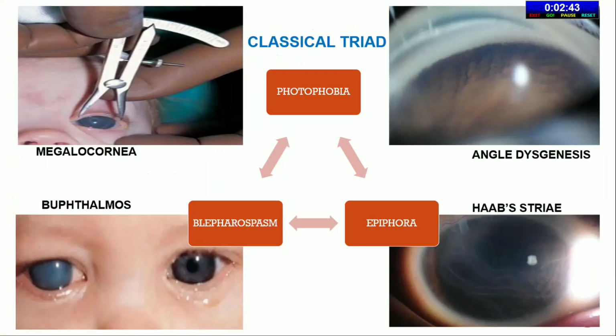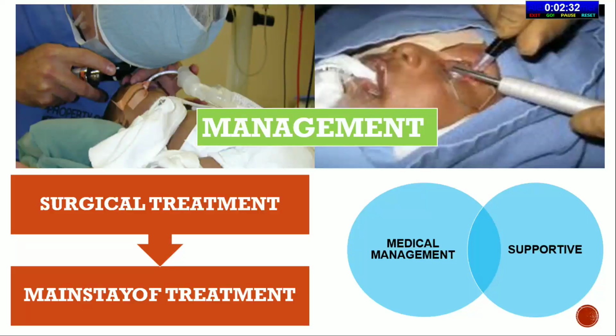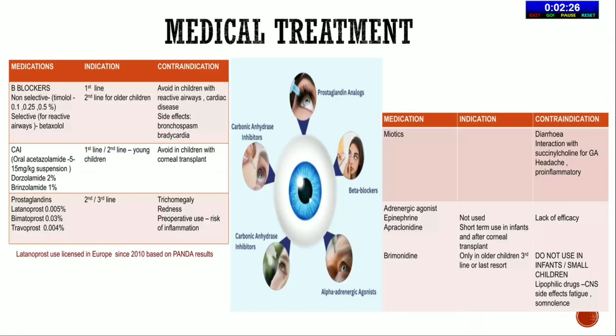Recognizing the classical signs and symptoms of a disease can greatly help an ophthalmologist in reaching a diagnosis. This chart here provides a step-by-step approach on how to reach the diagnosis. Now we have a diagnosis, we know the disease, now how do we treat it? We have 2 options available, surgical and medical. Medical management mainly acts as a bridge to surgery.